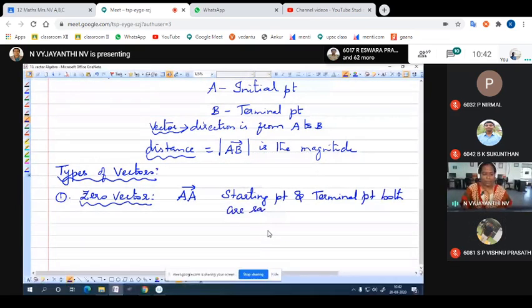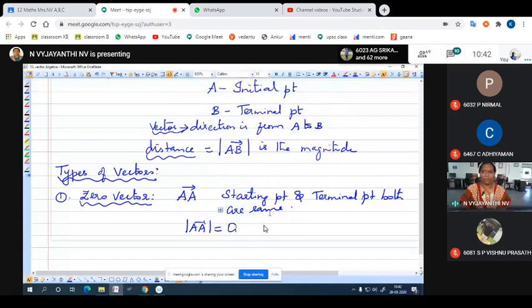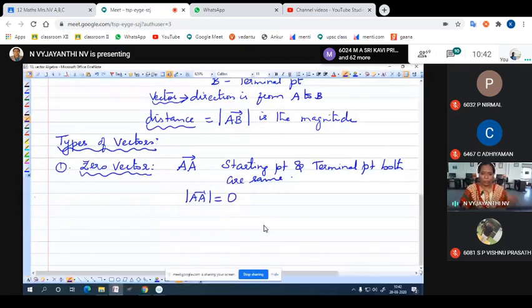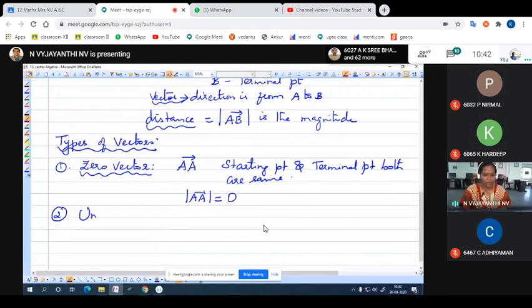Then in that case, we call it a zero vector. So what will its magnitude be? Magnitude will be zero because he wouldn't have traveled any distance. So modulus, the magnitude of this AA vector, will be zero. So have you now understood zero vector? Next is unit vector.